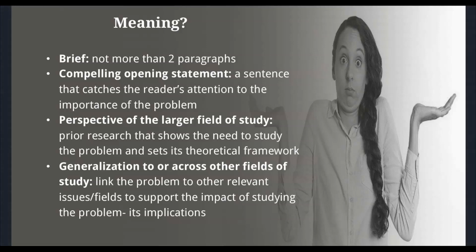Background information sets the foundation to convince the reader that your research is based on a strong basis. So that's what it refers to when it says perspective of the larger field of study. Okay? And linking your study to other important issues and fields of study tells readers that your findings may be useful to others. Okay? That's the generalization to and across other fields of study.